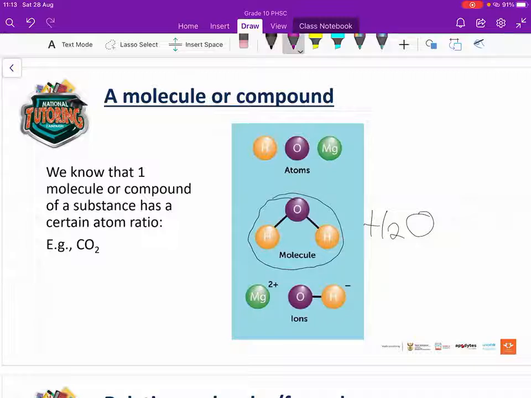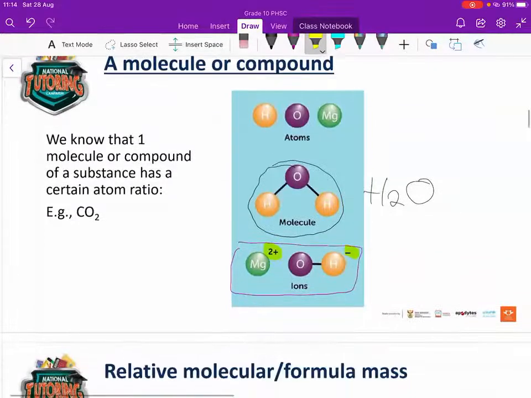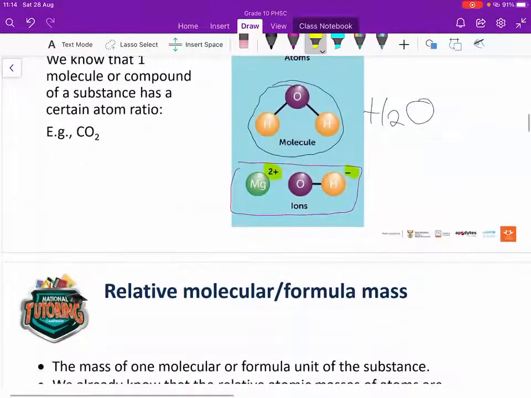And here is what we would call a compound. This is magnesium hydroxide. And you can see by these charges that it's made up of ions. So if something is made up of non-metals, we normally call it a molecule. And if it's made up of a metal and a non-metal, then we call it a compound. We don't really call it a molecule. That compound is made up of ions. So if it's ionic, it's a compound, and if it's non-metal or covalent, then it's a molecule.